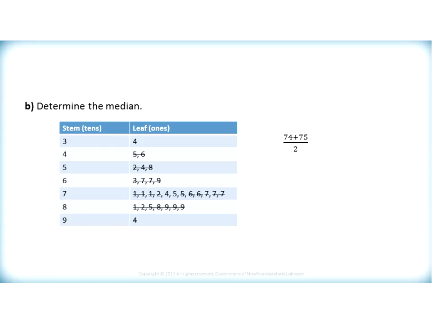So the two numbers are 74 and 75. The average would be to add them together, divided by the number of terms, which is 2. 74 plus 75 divided by 2, which works out to be 74.5.